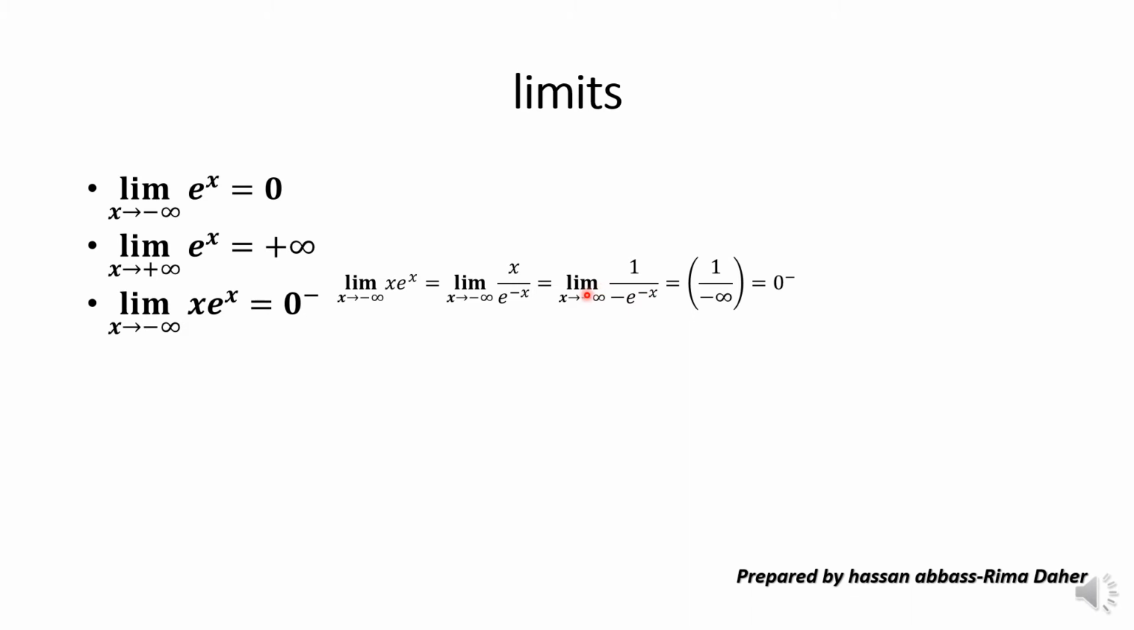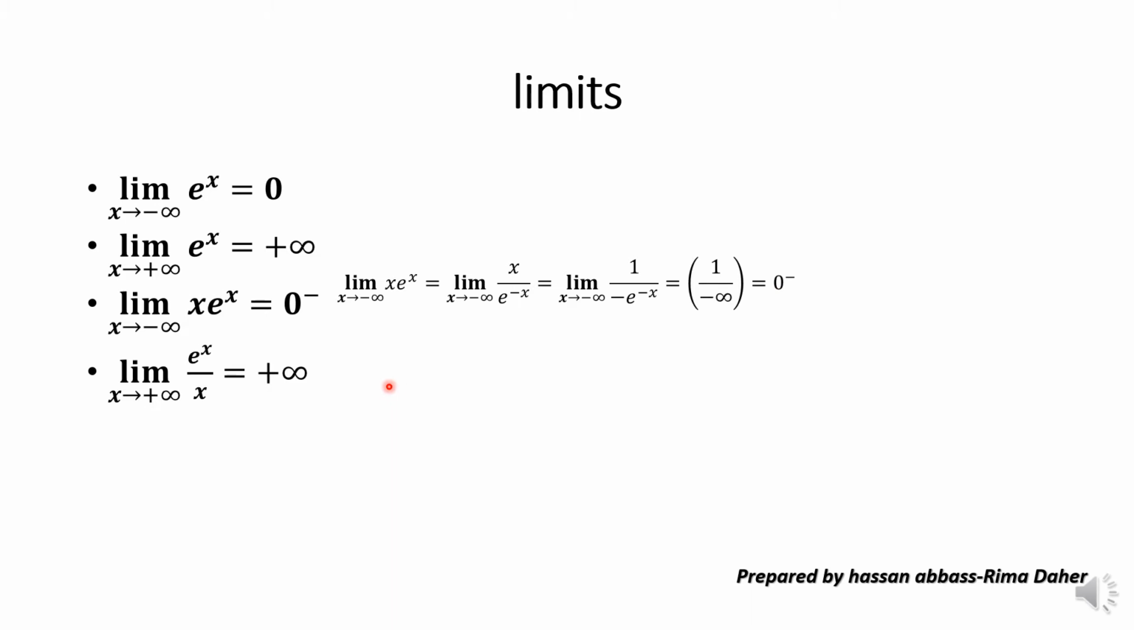Now we replace x by its value minus infinity, we get 1 over minus exponential minus infinity, which is 1 over minus exponential plus infinity, and exponential plus infinity equals plus infinity. Then the limit where x tends to minus infinity of 1 over minus exponential minus x equals 1 over minus infinity equals 0 minus.